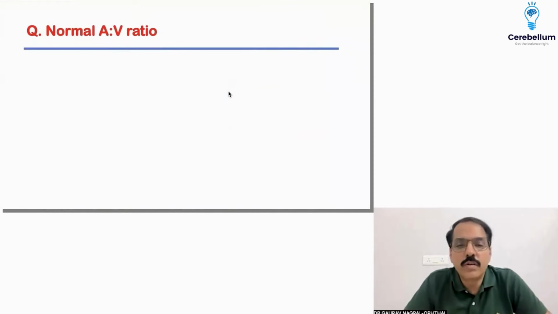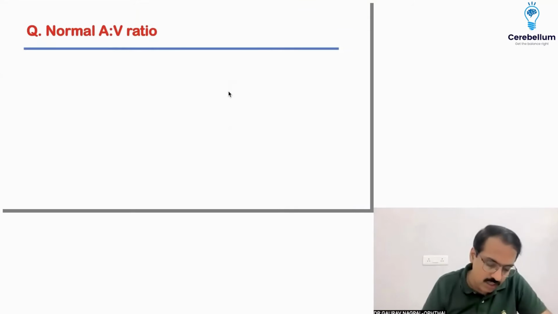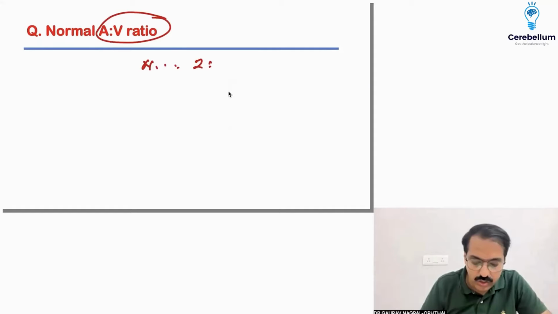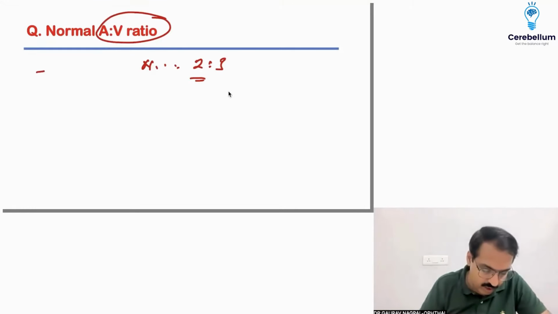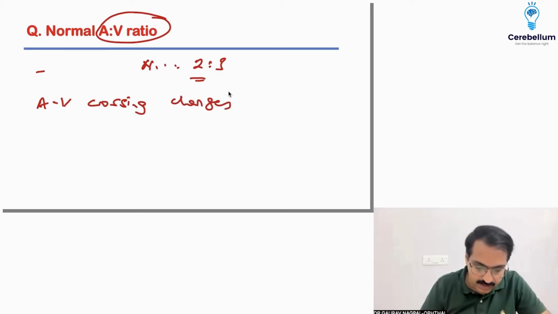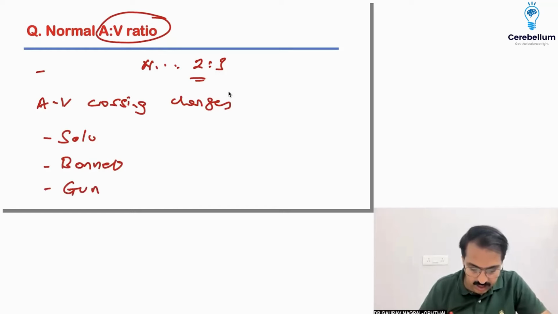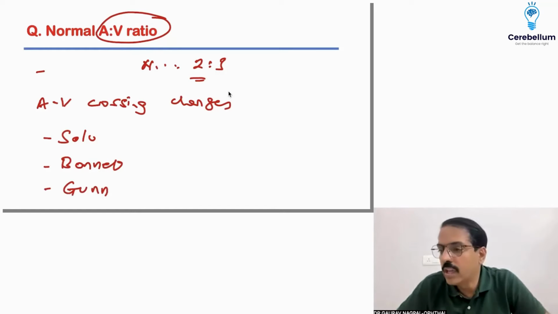One question was on the normal A is to B ratio. Normal A is to B ratio is 2 is to 3. This we have done, where we discussed the AV crossing changes. Do you remember? AV crossing changes. Salman Khan, Salu sign coming on the bonnet carrying a gun. Do you remember that?